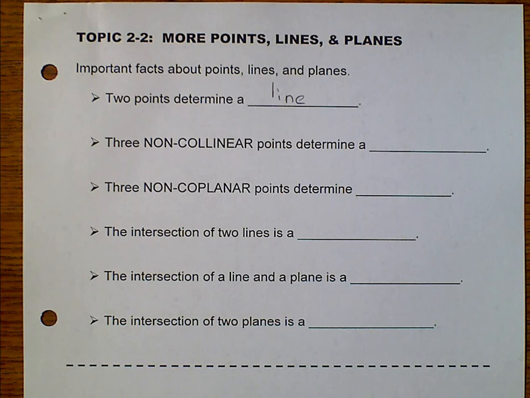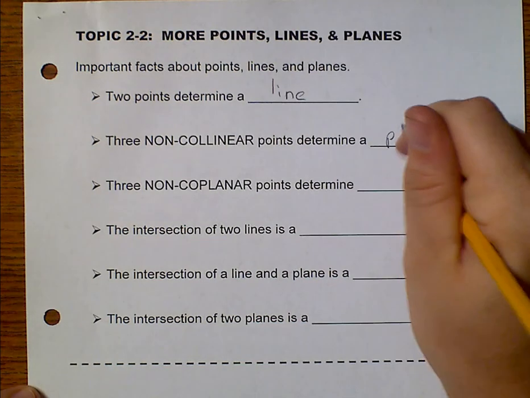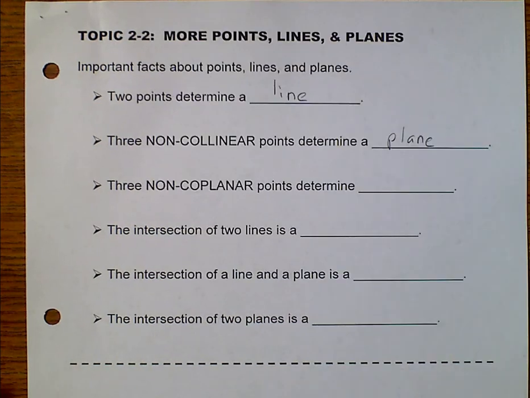Now, 3 non-collinear points determine a plane. What this means is if I have 3 points and those 3 points are not all on the same line, then I have a plane. If they are on the same line, then I still just have a line and I can't determine the plane from that.